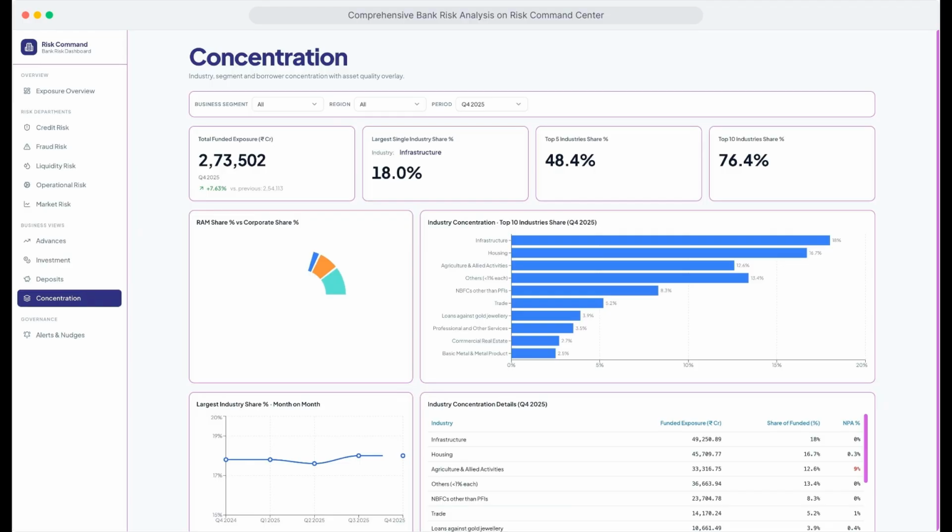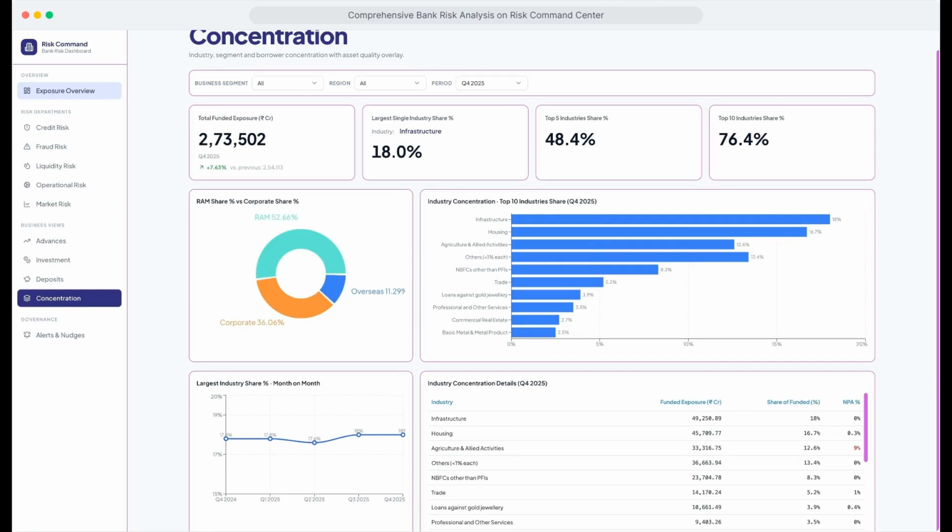The Concentration view helps identify where exposure is concentrated. It can highlight concentration across sectors, borrower groups, regions, products, or large accounts, so teams can spot build-up risk early. Over time, the platform can also support additional views such as deposit ratio analysis, spurt analysis, capital management, regulatory ratio tracking, and capital planning.